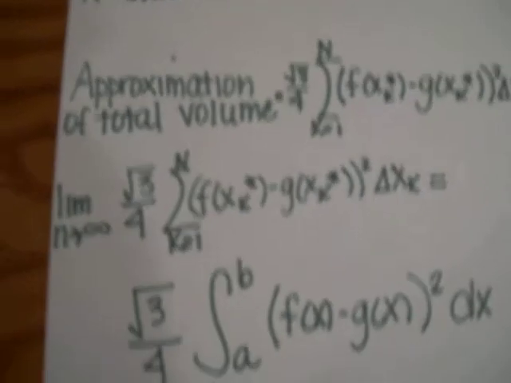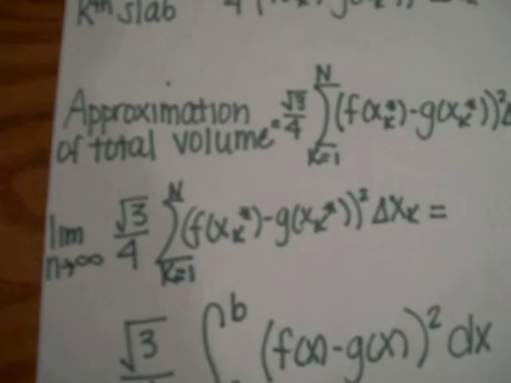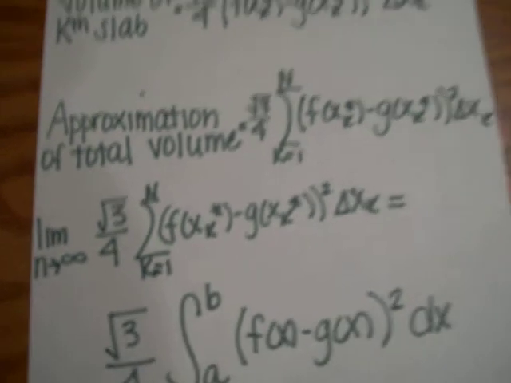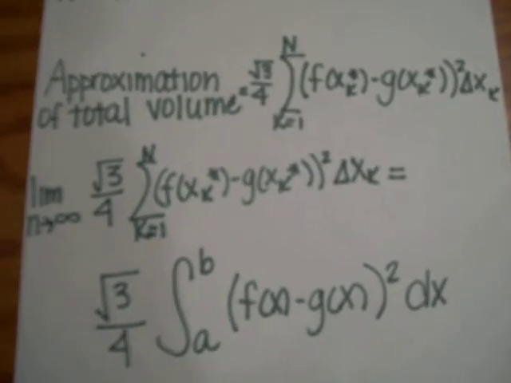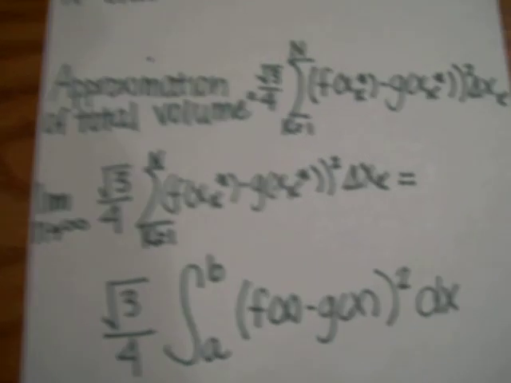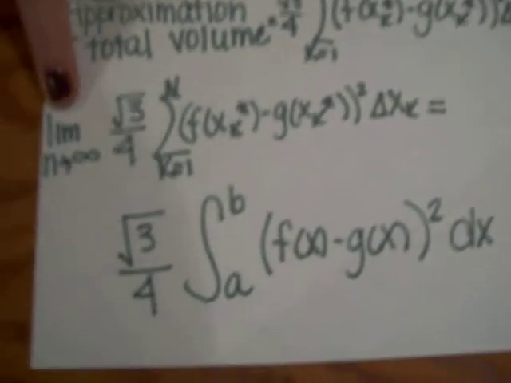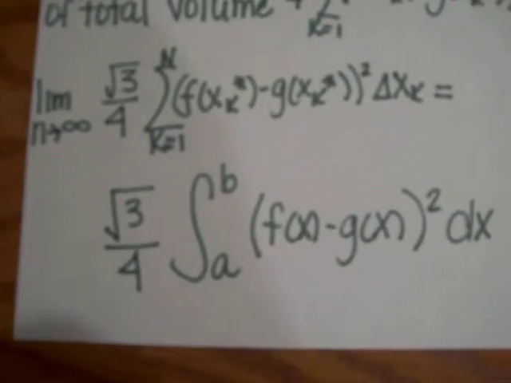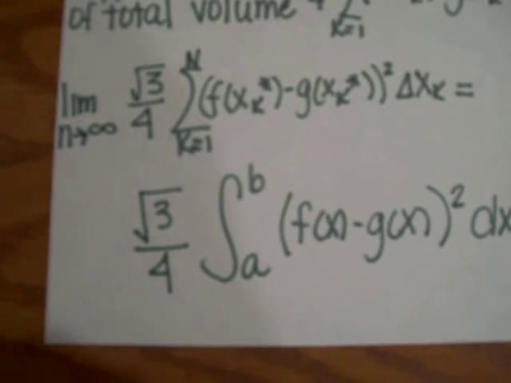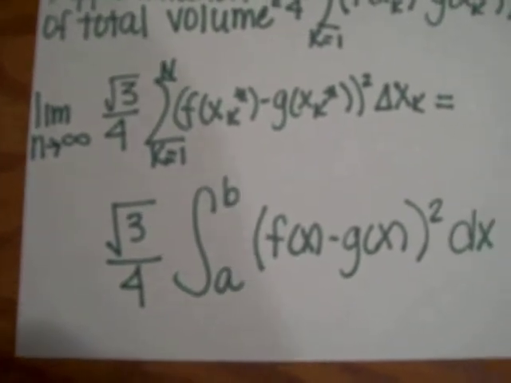However, this is just a general approximation of the volume. The more slabs that make up the solid, the smaller they are, and the more accurate our volume approximation will become. In order to produce that approximation, we use calculus and take the limit of our Riemann sum as n approaches infinity. This produces the integral of root 3 over 4 times the quantity f of x minus g of x squared from the point A to point B.